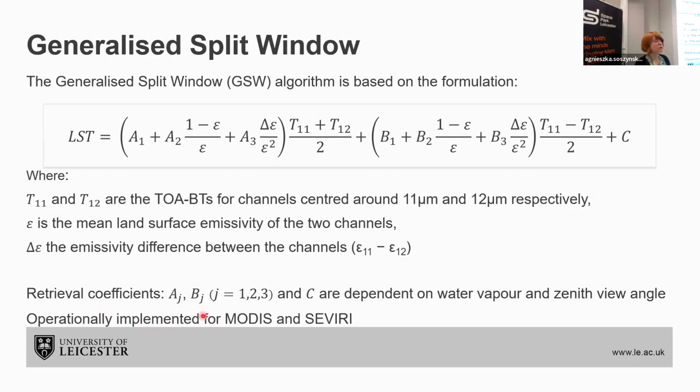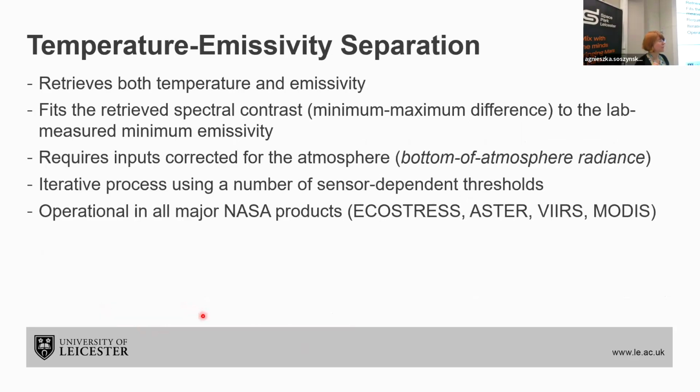And now we go to the group that retrieves both emissivity as well as temperature. So the first is NASA's flagship algorithm, TES. It does retrieve both temperature and emissivity. It bases on the assumption that there is a physical relationship between lab measured spectrum and the spectral contrast, which I will show you in a second, a plot on that. What it does, however, it requires already atmospherically corrected data. So you have to have an atmospheric correction module before you do anything with TES.